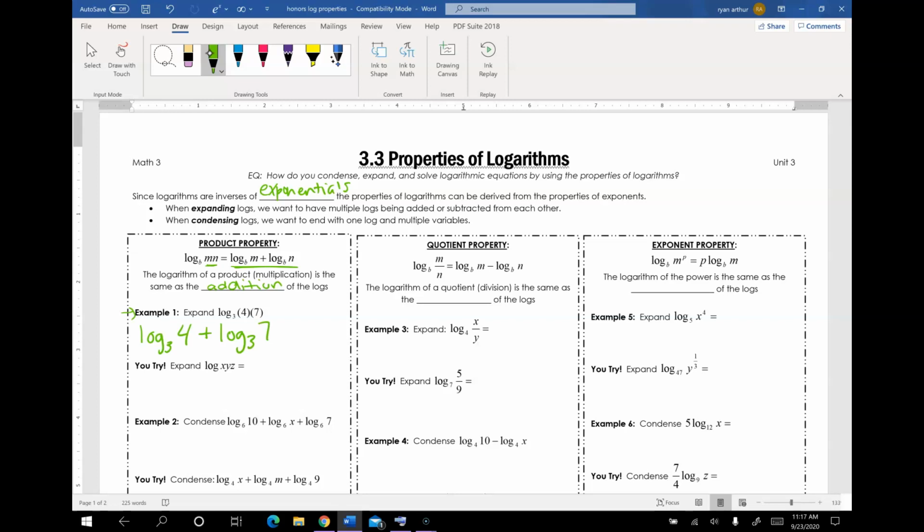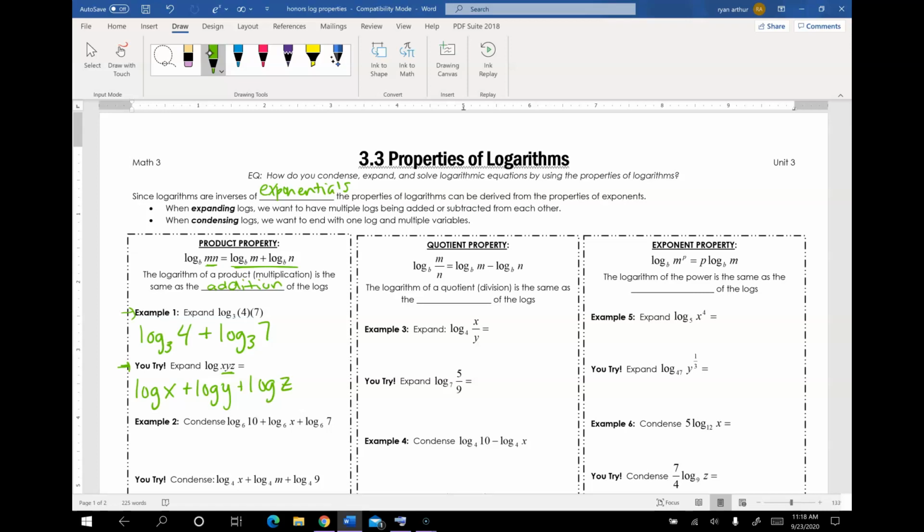Okay, and how do you know how many logs you need when you're expanding? I count how many components I have on the inside of that log. If I have two components, I will have two logs. And if you look at the you-try, there are three components on the inside, so you're going to have 3 logs. Okay, so on the you-try, I want to expand this. And like I said, there's an X, Y, and Z. That's 3 things. So I'm going to have 3 logs. Okay, so it's going to be log of x plus log of y plus log of z.